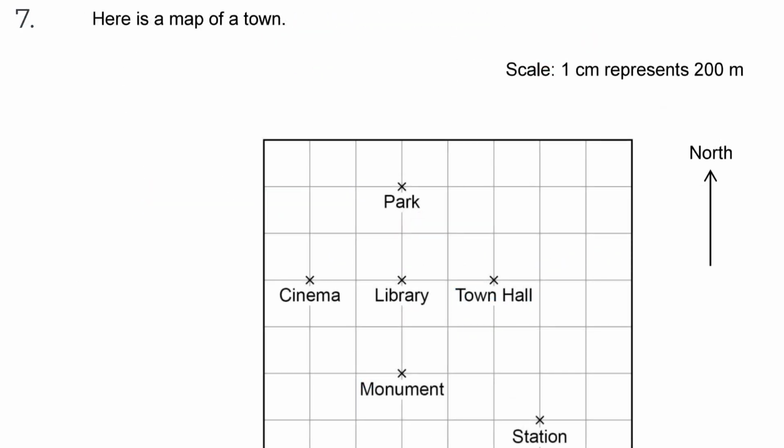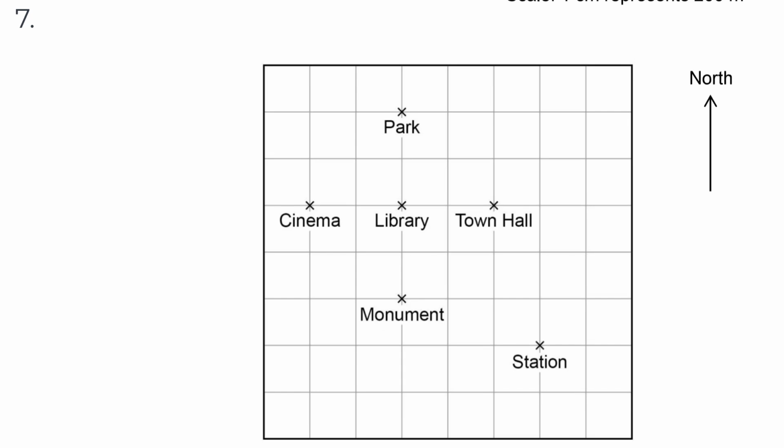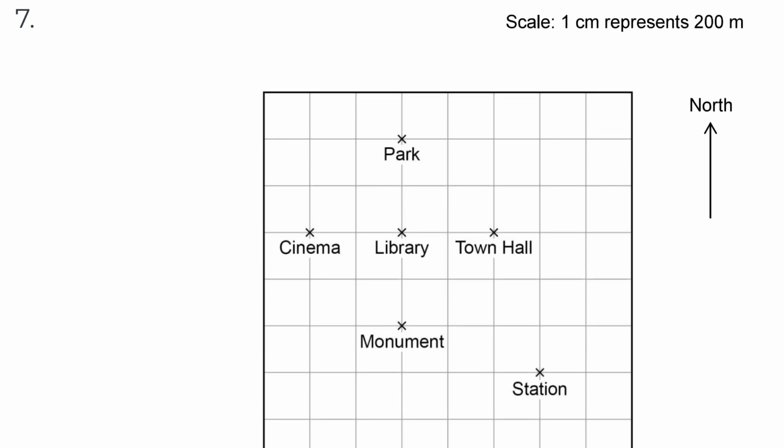Here is a map of a town, and you can see on the diagram here we've got various things marked on it. We've also been given up here a scale. 1 centimetre represents 200 meters, so we can work out how far things are from each other. And we've also been given a direction up here, so this way is north. Okay, so I'm sure that's going to come in useful for the question.